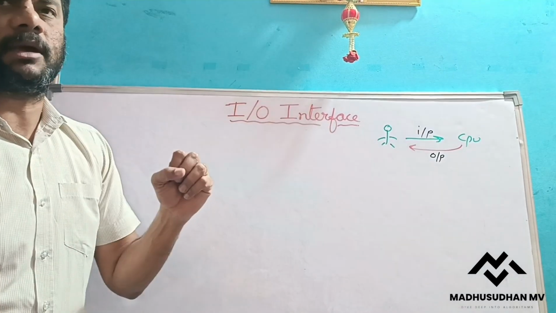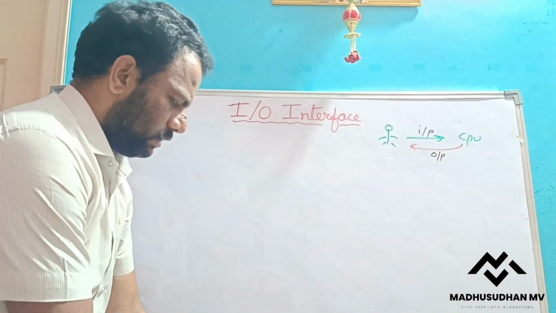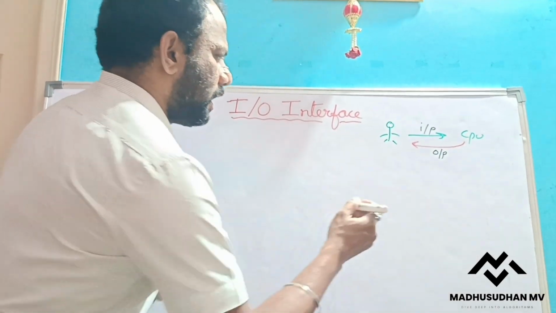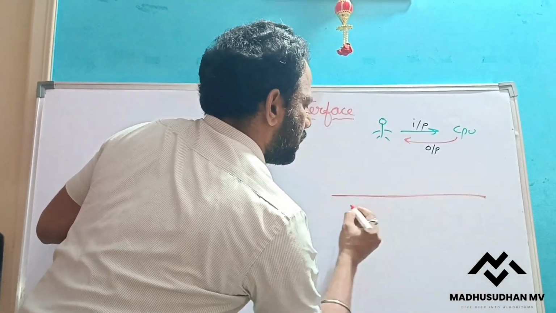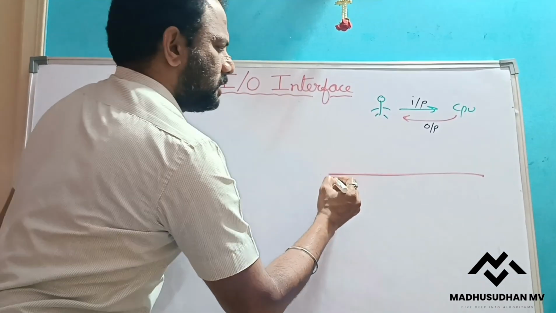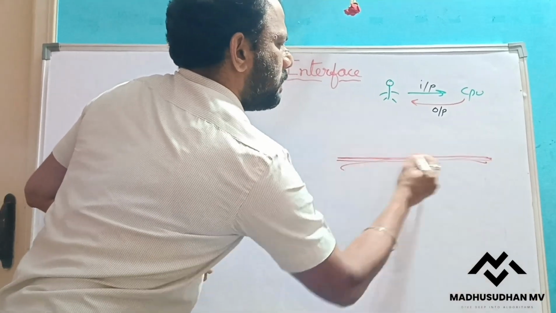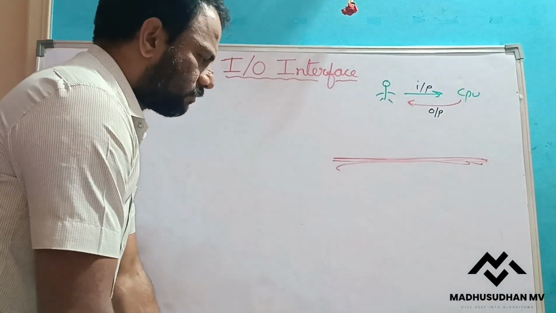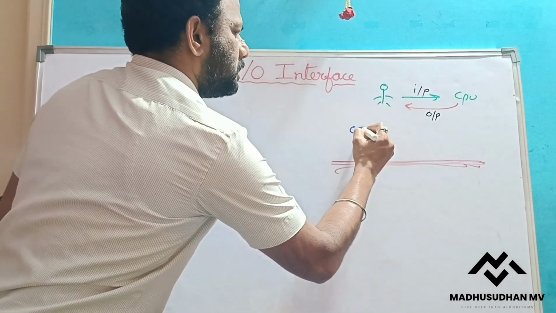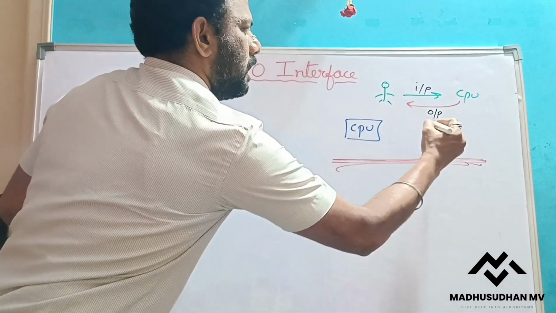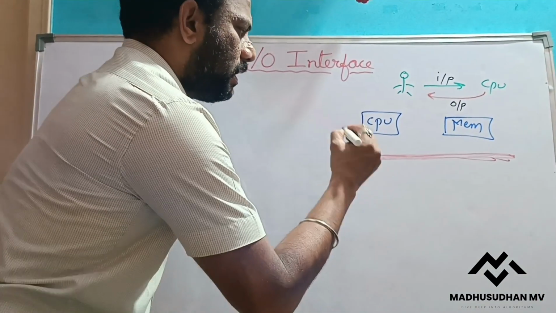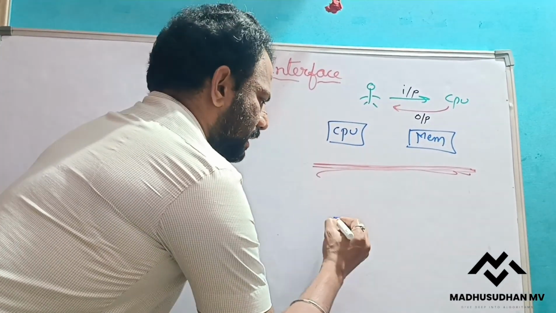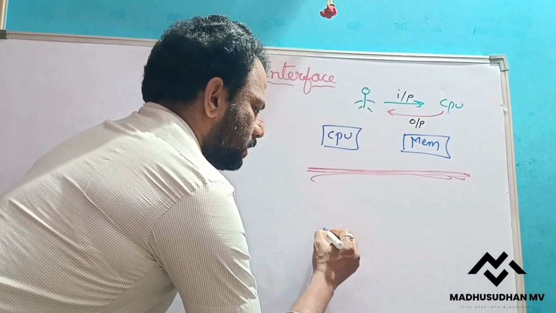Not simple. Why? Because, as we already discussed many times, we have one bus. This is my bus: address bus, data bus, control bus, everything will be there. Now to this bus, what are we connecting? Our CPU, the processor, and our main memory, RAM. And we also connect, let us take, a keyboard.